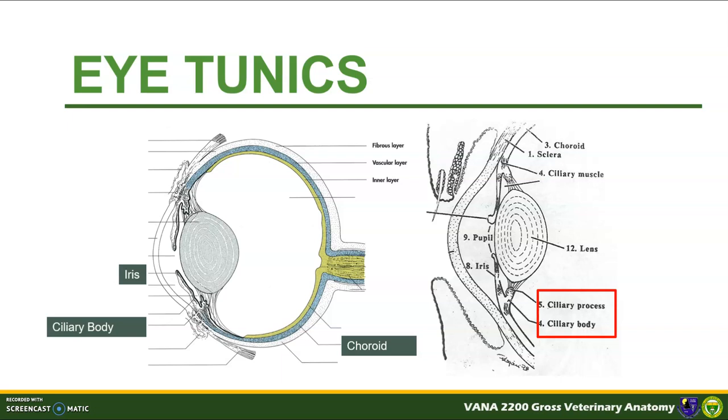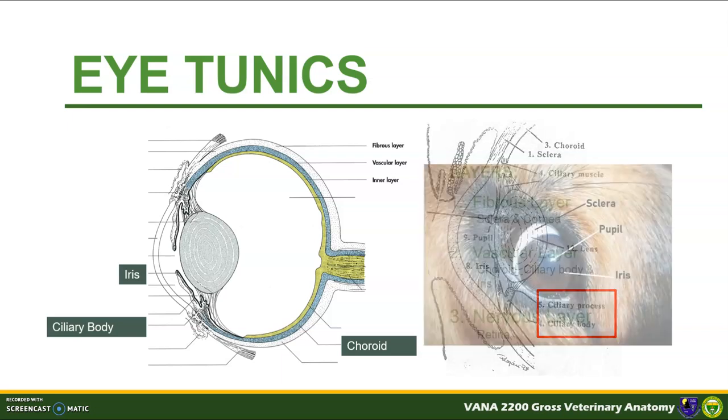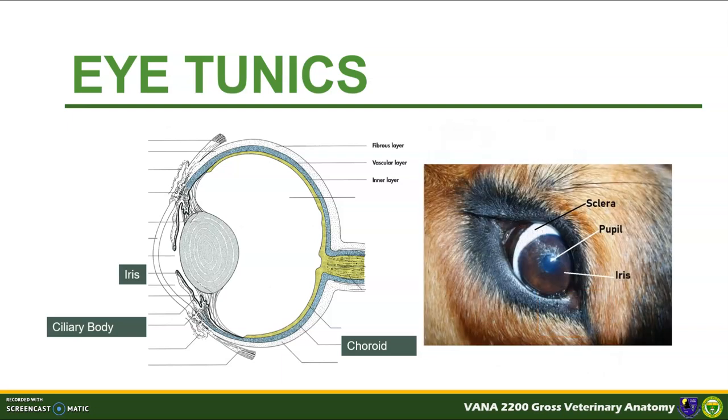Also part of the vascular tunic is the iris. This is the colored part of the eye surrounding the pupil. The iris acts like a shutter of a camera. It has two muscle layers: the pupillary constrictor, which is a circular smooth muscle constricting the pupil, and the pupillary dilator, which is radiating smooth muscle dilating the pupil. The pupil is the central opening of the iris that lets light into the eye.